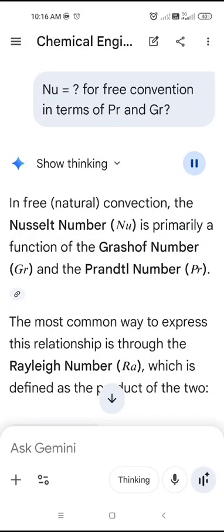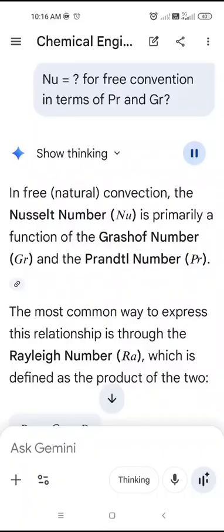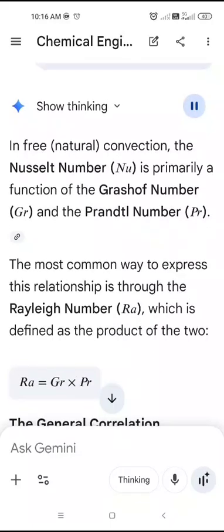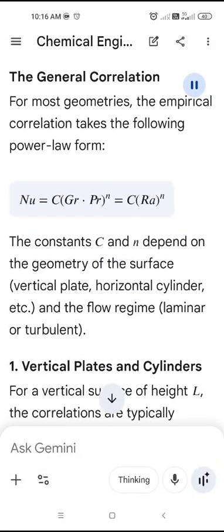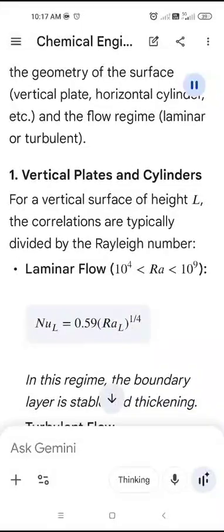In free natural convection, the Nusselt number, Nu, is primarily a function of the Grashof number, Gr, and the Prandtl number, Pr. The most common way to express this relationship is through the Rayleigh number, Ra, which is defined as the product of the two. For most geometries, the empirical correlation takes the following power law form. The constants C and N depend on the geometry of the surface (vertical plate, horizontal cylinder, etc.) and the flow regime, laminar or turbulent.